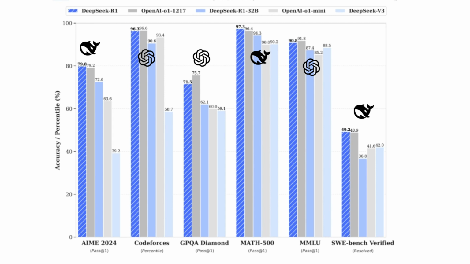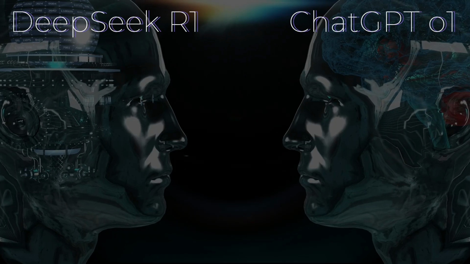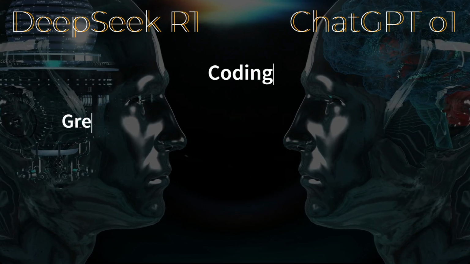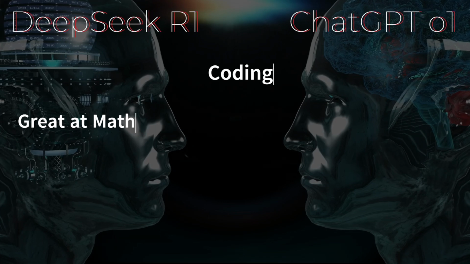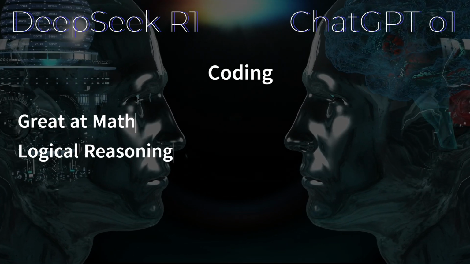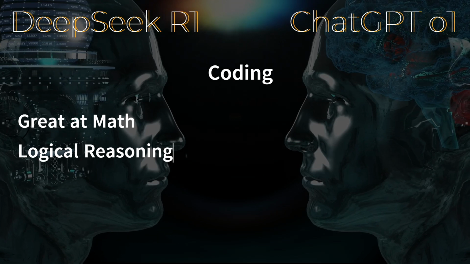So let's sum it up. Both of these models are almost equal in terms of coding. However, if you need an AI that's great at math but lacks a bit in expert-level knowledge of fields like law, literature, history, and science, then DeepSeek R1 is the better choice.